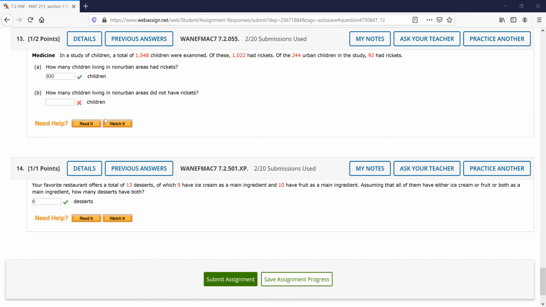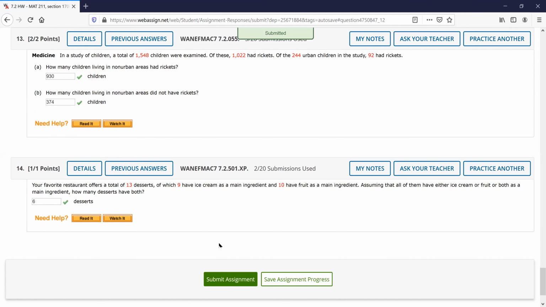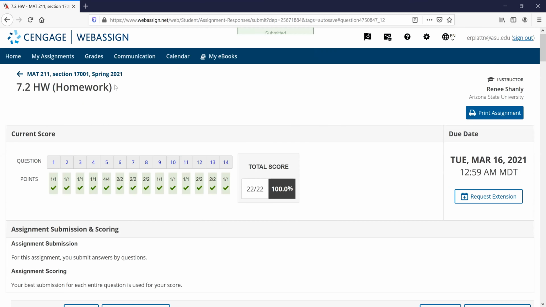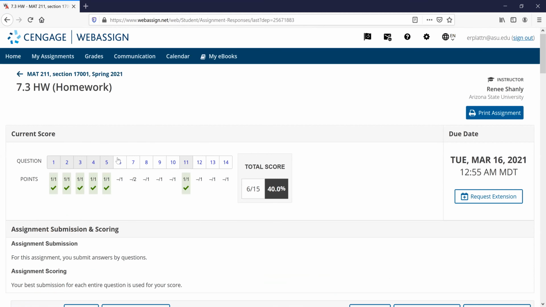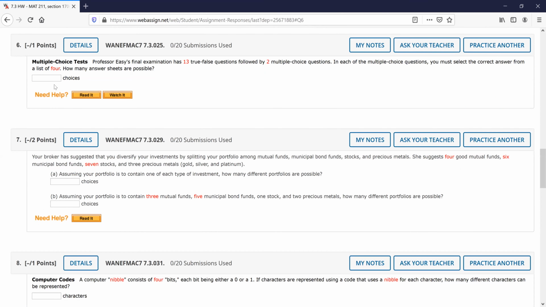And then it does what we just did. Takes that 1,548, subtracts 244. But then it subtracts the number from part A. Okay. So we have 1,548, subtract 244, subtract 930, and you get 374. Okay. Got it. I would ask about those. I don't find them very clear. And maybe an instructor can provide a more direct explanation.